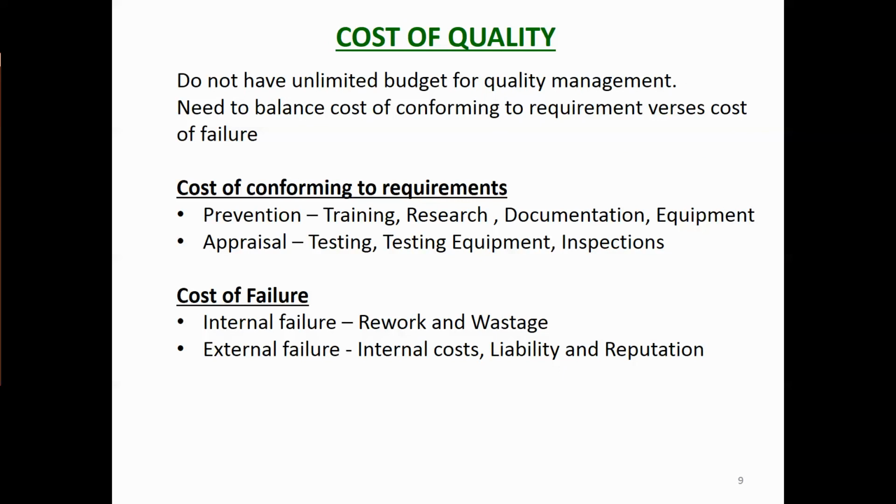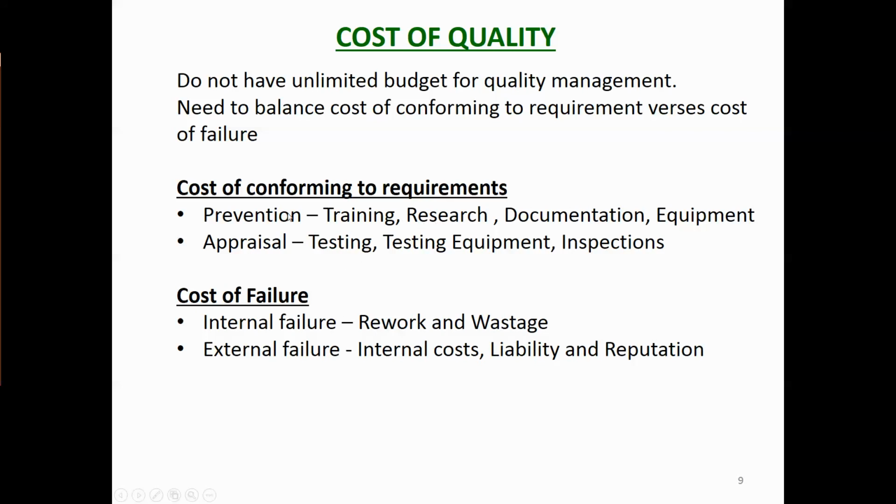So the cost of quality: you don't have an unlimited budget. You need to balance the cost of conforming versus the cost of failure. The cost of conforming is the prevention work: training people, researching, documenting, getting testing equipment, doing the testing, doing the inspections, maybe hiring other people to do it. That's all costs. I haven't shown it in the diagram before, but you need to include those costs in your budget. They are things you actually have to pay for.